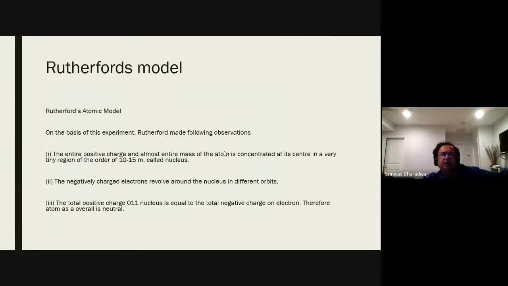Okay, so much empty space in between the nucleus and these electrons revolving around. The negatively charged electrons revolve around this nucleus. It is a tight mass at the center. The total positive charge of the nucleus is equal to the total negative charge of the electrons. That's how you have overall neutrality. They had to explain that overall neutrality, right?